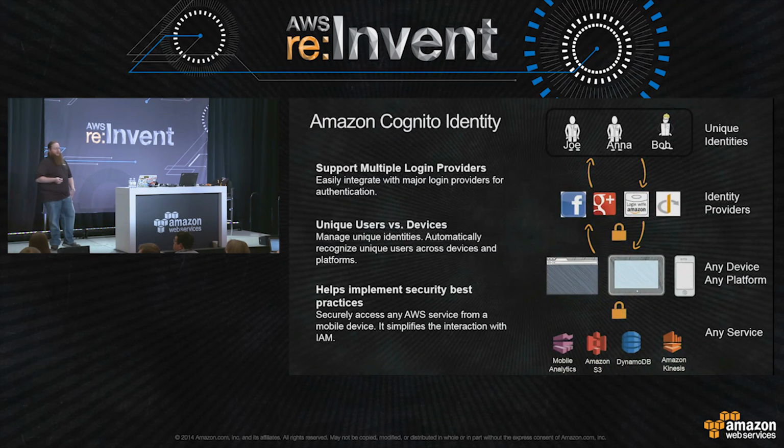As I mentioned, Cognito supports multiple login providers: Facebook, Google, Amazon, OpenID Connect, plus custom providers via developer authenticated identities. And it helps you manage the best practices, so you no longer have to embed credentials inside of your mobile applications in order to access other AWS services.